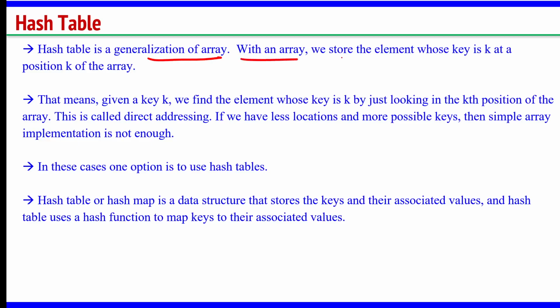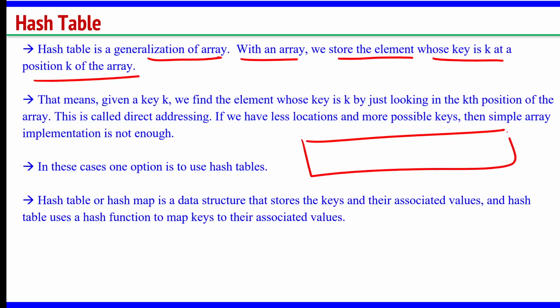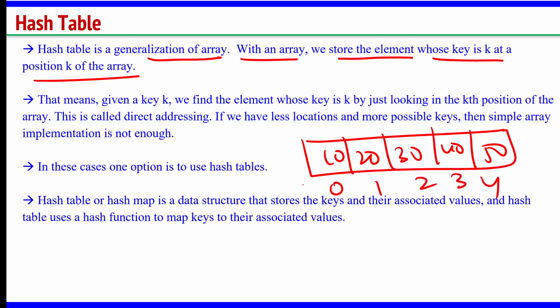With an array, we store the element whose key is k at position k of the array. In an array, you are storing something like 10 at this location, 20, 30, 40, 50, using indexing: first location, second, third, fourth, accordingly. That means, given a key k, we find the element whose key is k by just looking at the kth position of the array.